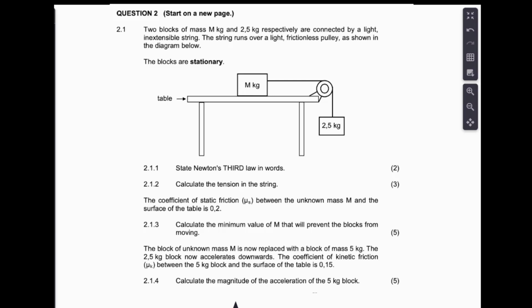Basically, it means when a force is applied to an object, the object applies an equal but opposite force back on the other object, right? If you are pushing against the wall, the wall will push against you with an equal but opposite force. Hence, these blocks are stationary. This means that the frictional force is equal to the weight that is pulling down on the string.